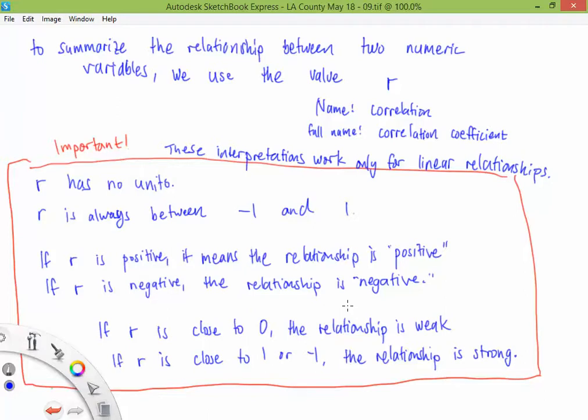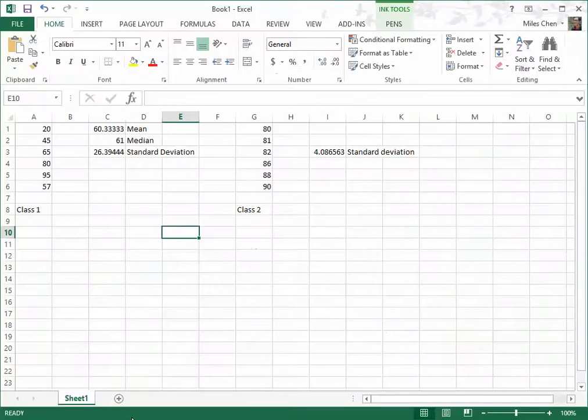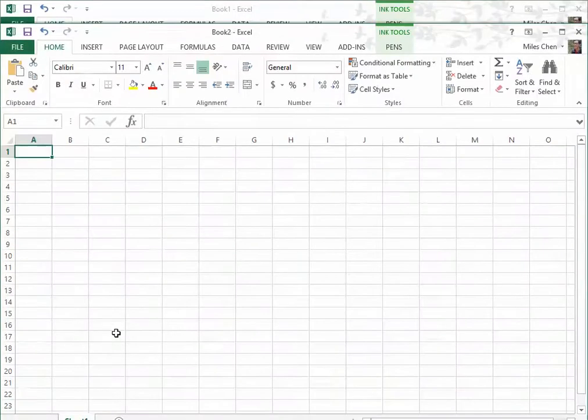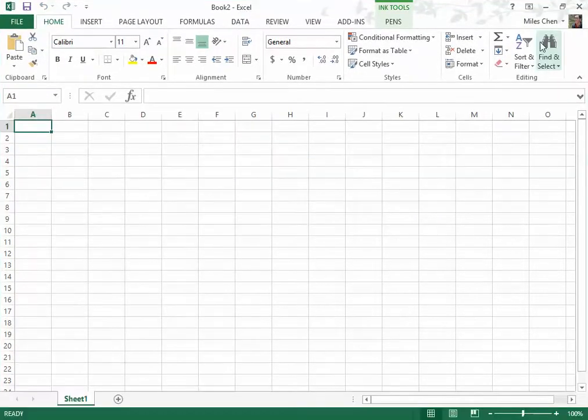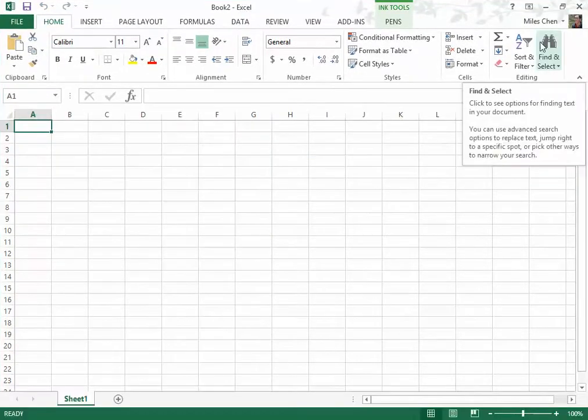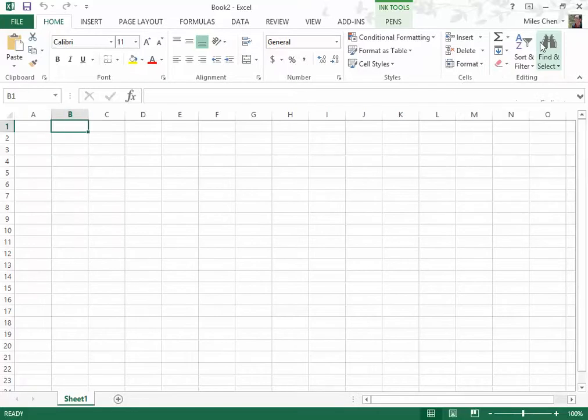So let's pretend to have some data here. Let's think of two numeric variables that might have some kind of relationship. Can you guys think of anything? Height and weight.